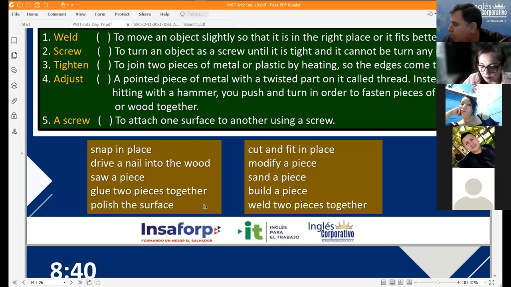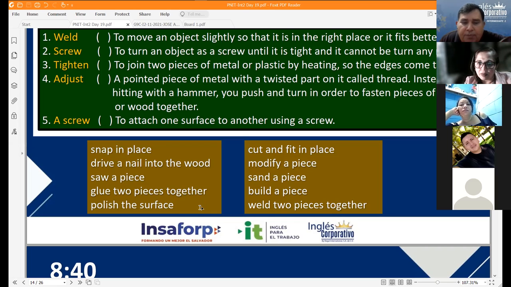Glue. You remember boys? Well, I remember boys. Going with a bottle of glue, sniffing the glue, right? Really, really, really toxic. Okay, glue two pieces together is to put some glue, put the two pieces together so that they stick. Polish the surface. To polish the surface would be maybe rubbing until it's sheen, right? Or probably to paint it with a special polish or varnish, okay?